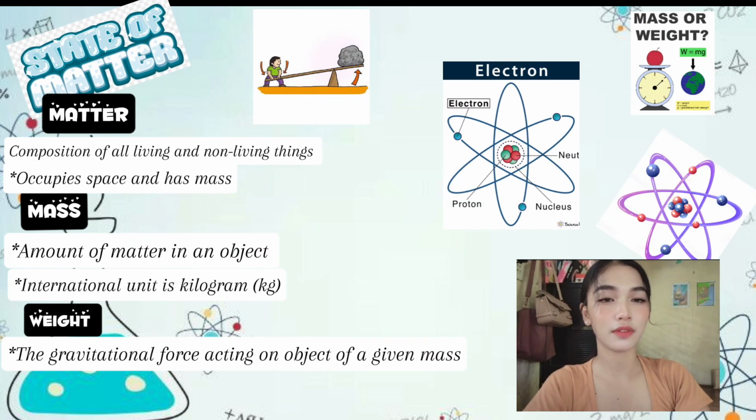Matter is a composition of all living and non-living things, which occupies space and has mass. Mass is the amount of matter in an object and is usually defined with the international unit of kilogram. And the next one is the weight. Weight is a gravitational force acting on an object of a given mass.